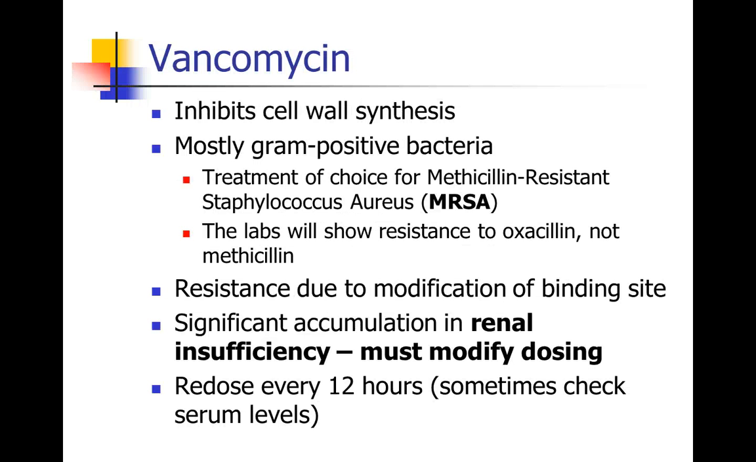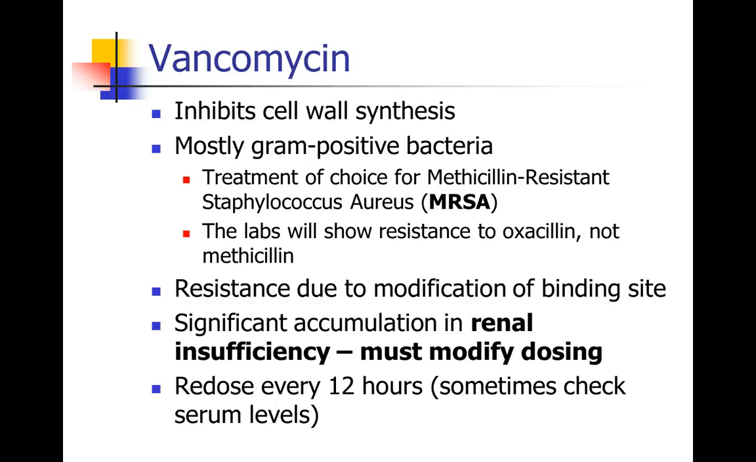We're going to speak about a couple other cell wall type medications. The next one is vancomycin, which also inhibits cell wall synthesis. It works mostly against gram-positive bacteria, and it is the treatment of choice currently for MRSA, the methicillin-resistant Staph aureus.